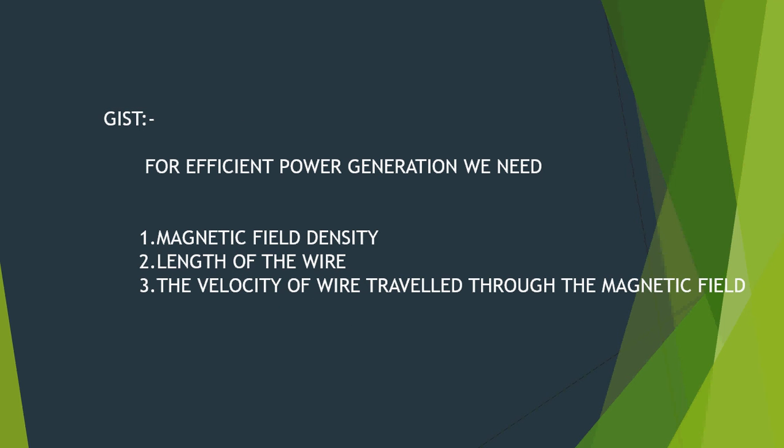Now what are the main factors we face in producing power generation? There are three main factors. First one is magnetic field density, second one is length of the wire, third one is the velocity of the wire traveling through the magnetic field.